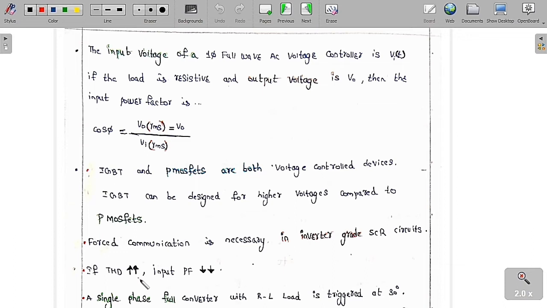Whenever the THD increases, what is going to happen? The losses are going to increase. As the losses increase, the active power consumed by the load is very less. Therefore, the power factor also decreases. So listen, whenever the THD increases, the harmonics increase. As the harmonics increase, the losses increase. As the losses increase, the actual power consumed by the load decreases, and therefore the power factor also decreases.